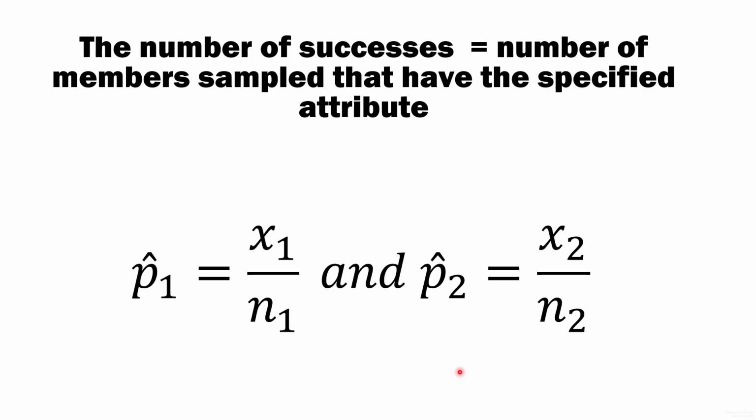And to calculate your p hats, because now you'll have two of them, you take the number of successes and put it over the sample size. The number of successes equals the number of members sampled that have the specified attribute.